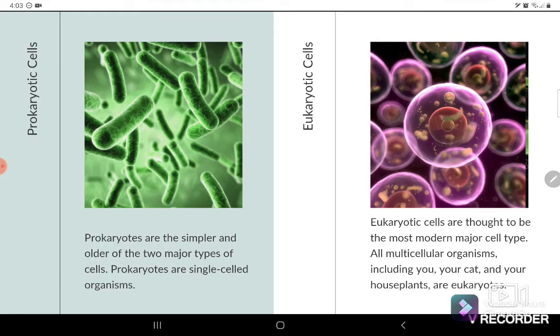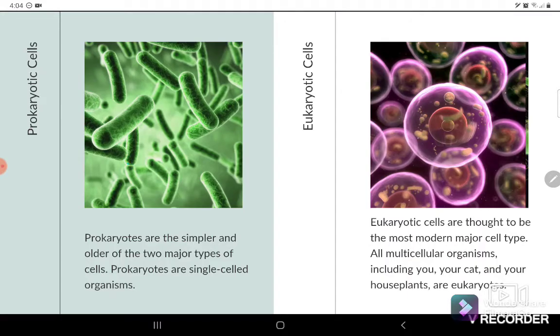So in here, we are going to differentiate the prokaryotic and eukaryotic cells. First we have the prokaryotic cells. Prokaryotes are the simpler and older of the two major types of cells. And prokaryotes are single-celled organisms. As you can see in the photo, here we have a single-celled organism and they are under the prokaryotic type of cells. Why are they called prokaryotic cells?